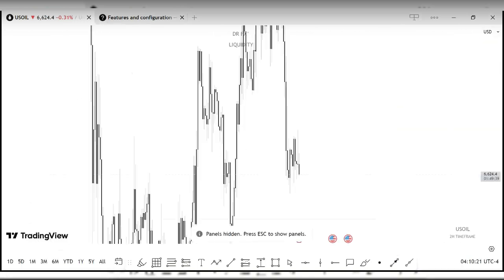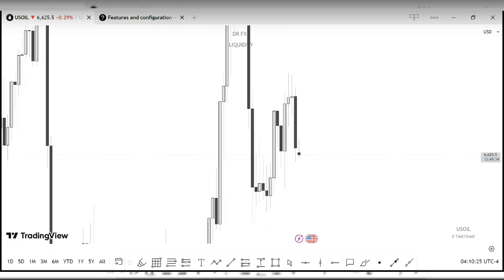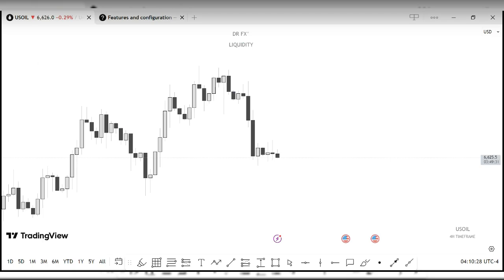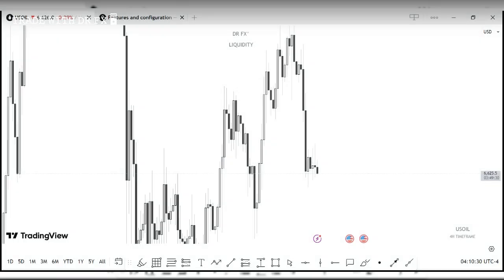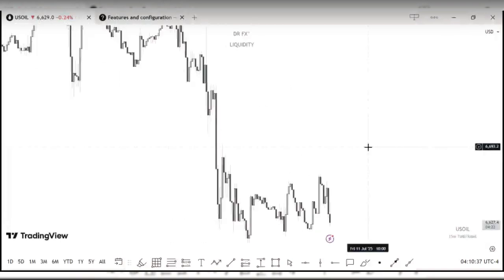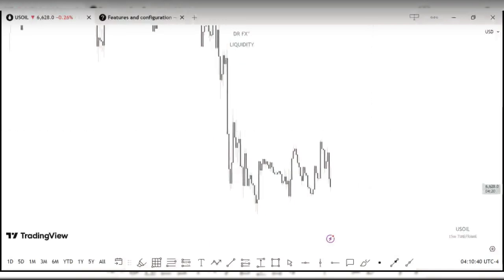Let's go back to the daily chart on US oil. Is it bullish or bearish? I don't know. Let's see the 4-hour. Yes, oil is consolidating. It's not bullish, it's not bearish. Yes, oil is just doing nonsense. Anyway, that's by the way.